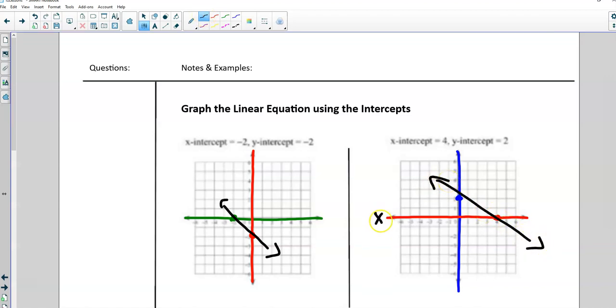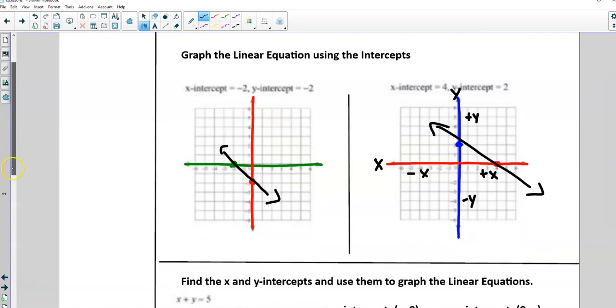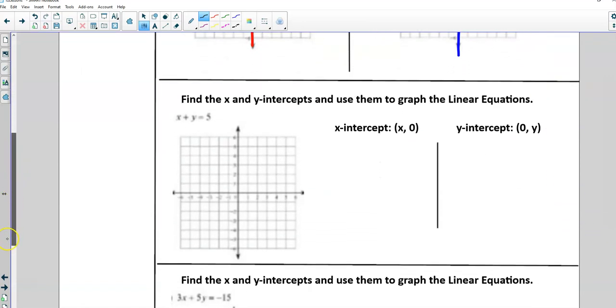Okay, so remember, this is my x line. This is my y line. This is my negative x's. These are my positive x's. These are my positive y's. And these are my negative y's. So we're just graphing those two dots there. And then the last two, kind of a combination of what we just did.